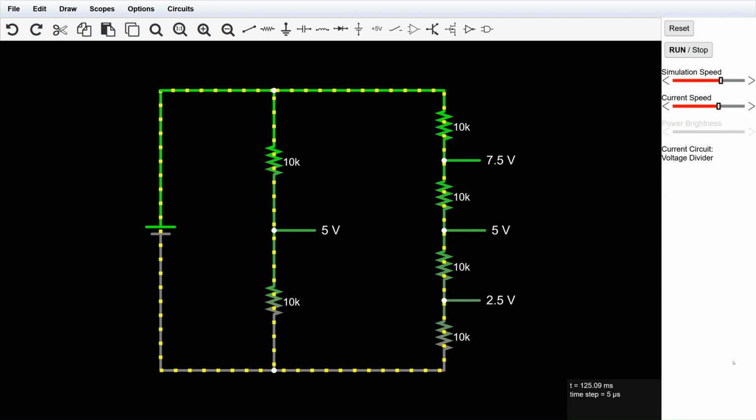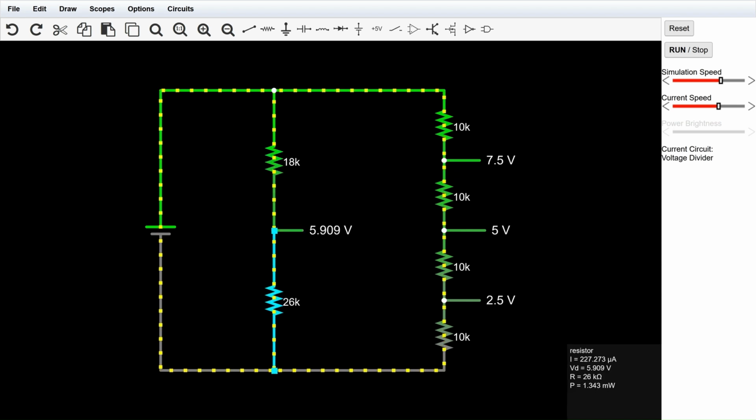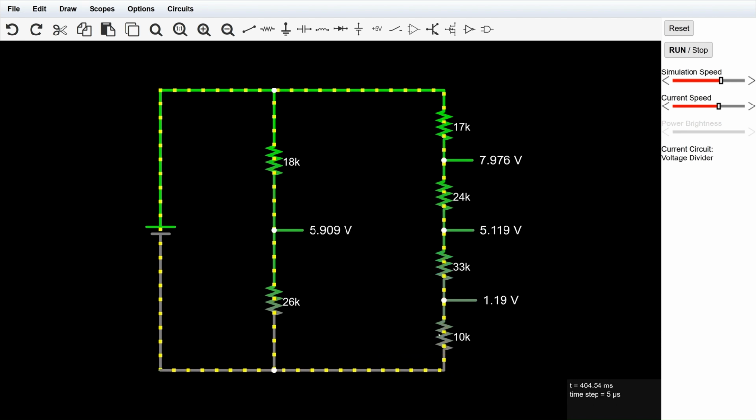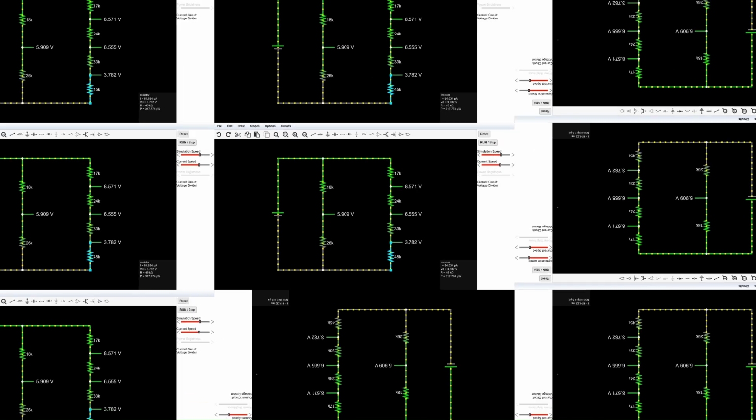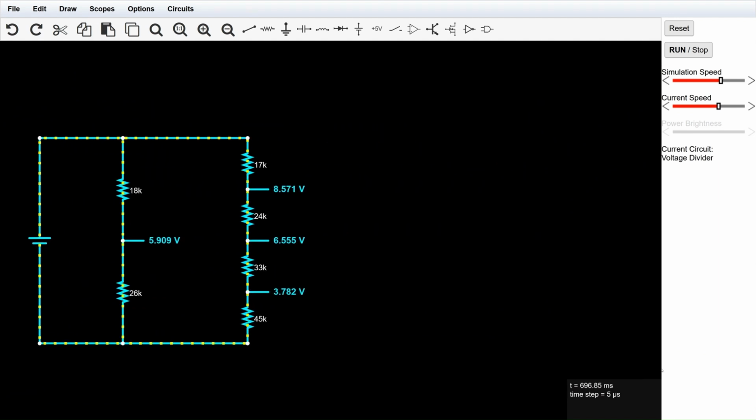Actually, even if you're not familiar with electronics, you can still make a good guess about the voltages in this simple circuit. So, what happens if we make some changes? Let's do this. We will randomly change the values of the resistors. Logic can help us here.